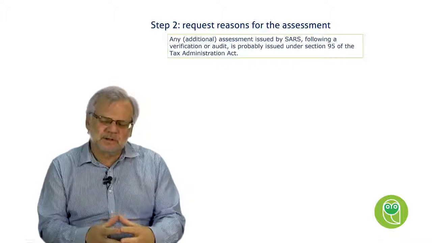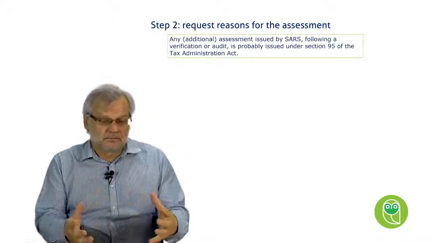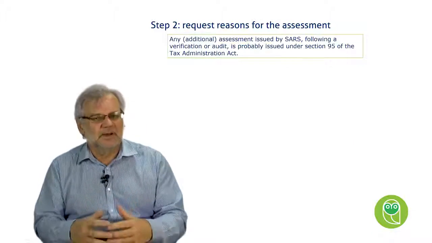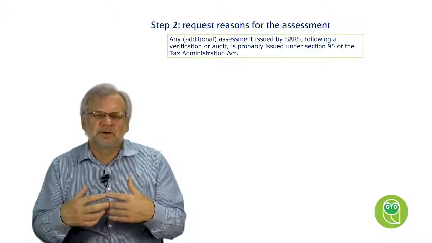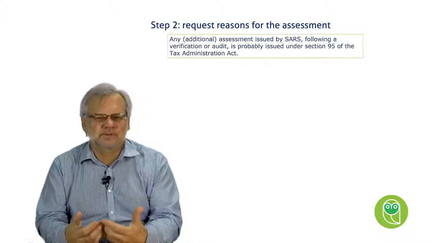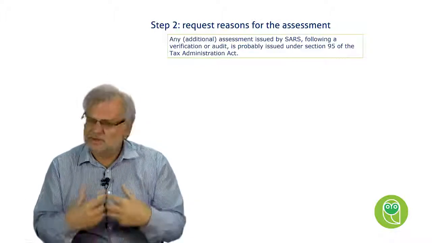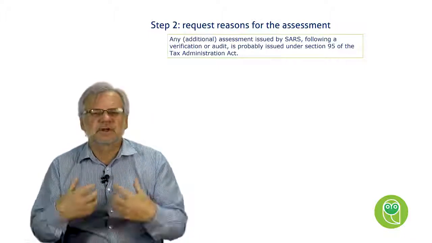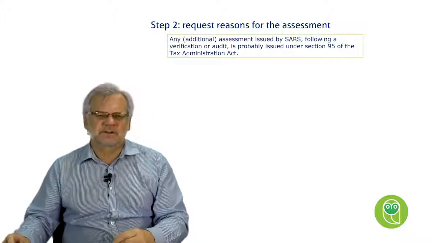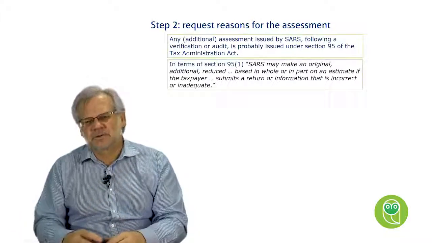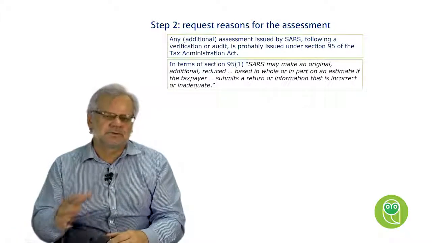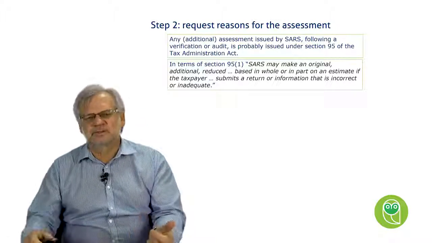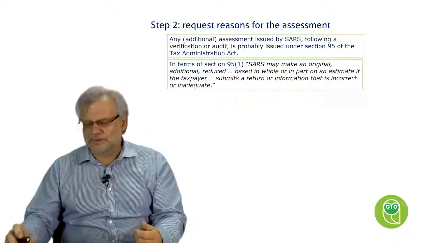And this is principally where you haven't provided documents or SARS are not happy with the answers you provided, and then they change what, remember, the process is we submit the return to SARS based on the information that we have. That's a true reflection of the thing. SARS now issues an additional assessment based on other information, and that generally happens under section 95, which allows SARS to make an original, additional, reduced based assessment based in whole or in part on an estimate if the taxpayer submits a return or information that's incorrect or inadequate.